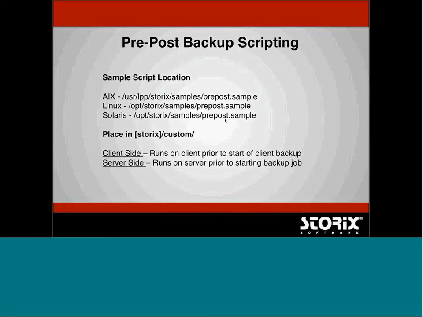Now, we have a sample script that we make available to you. This explains everything. For the location of those sample scripts, if you're on AIX, it's going to be /usr/lpp/storix/samples/prepost.sample, and /opt/storix/samples for Linux and Solaris. In there you can find a sample script that gives you more information about exit codes and what environmental variables are set.